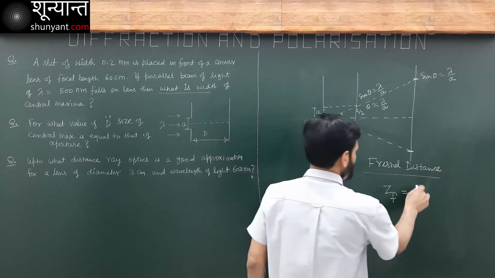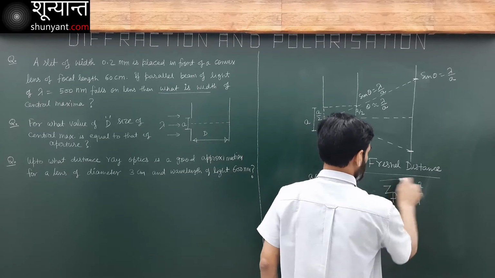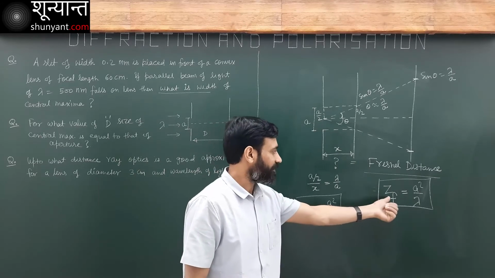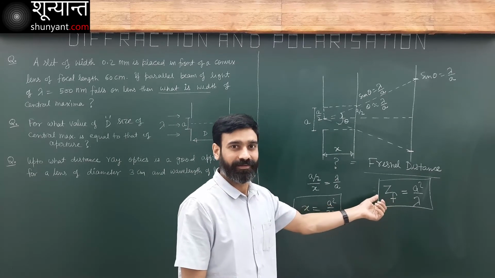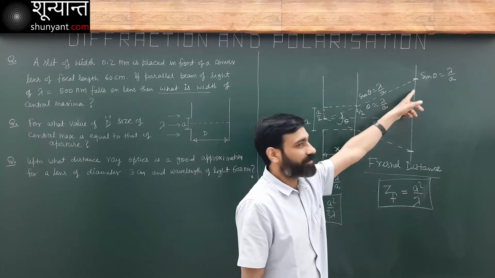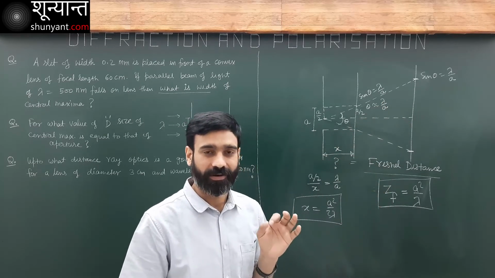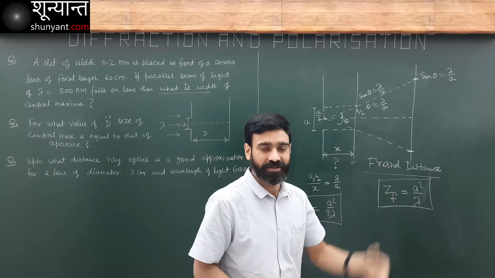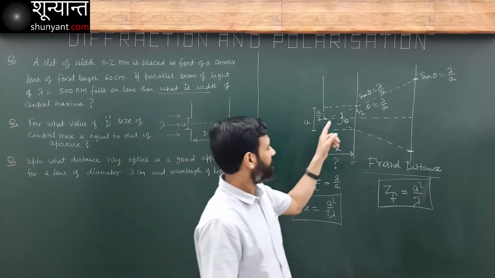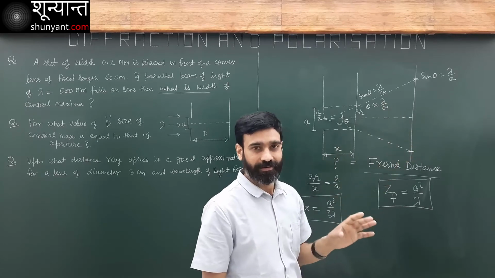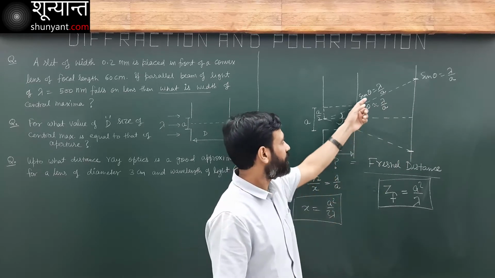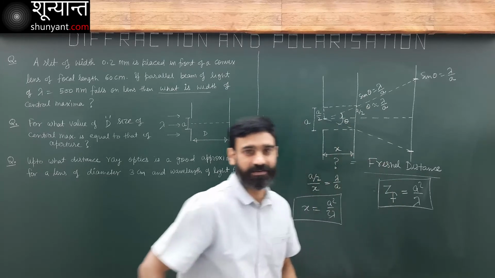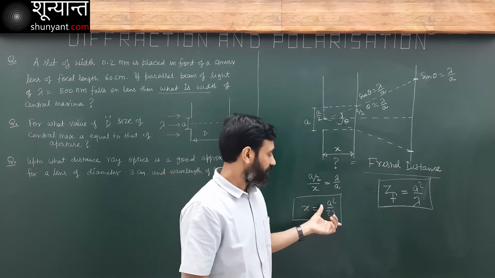ZF is equal to a square over lambda. We calculated this value, but I am writing it as this. Why? It is because this is only valid for Fraunhofer diffraction. That means at a very, very large distance. This is an approximated result only for Fraunhofer. It will not be correct for Fresnel when the screen is at some finite distance. So this is just an approximated value.